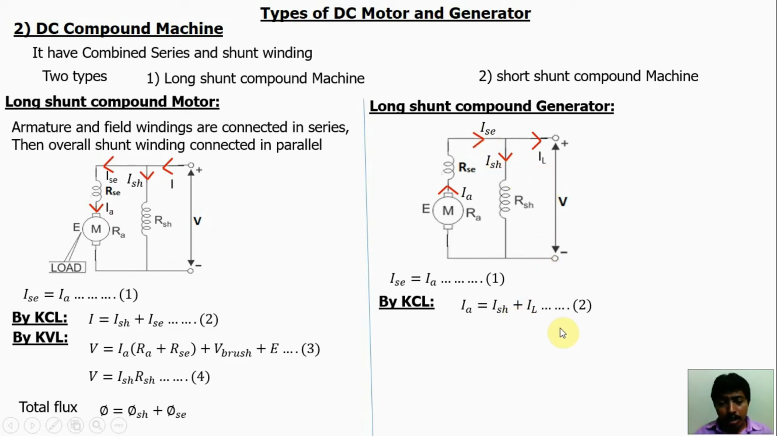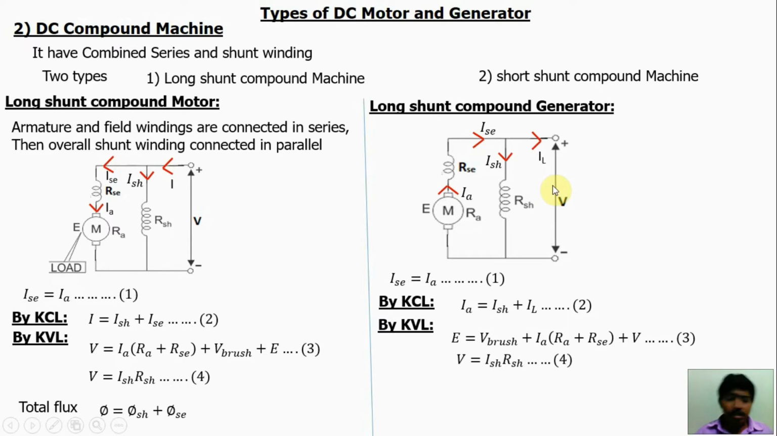Okay. Now apply Kirchhoff's voltage law. Here input voltage is V. So the V brush drop, armature resistance drop, and this is the series winding resistance drop, IA RSE, plus V. Okay, we'll get this equation. Apply the voltage law for this outer loop, this loop. V is equal to ISH RSH. Total flux phi is equal to phi SH and phi SE. Flux is not a constant one.